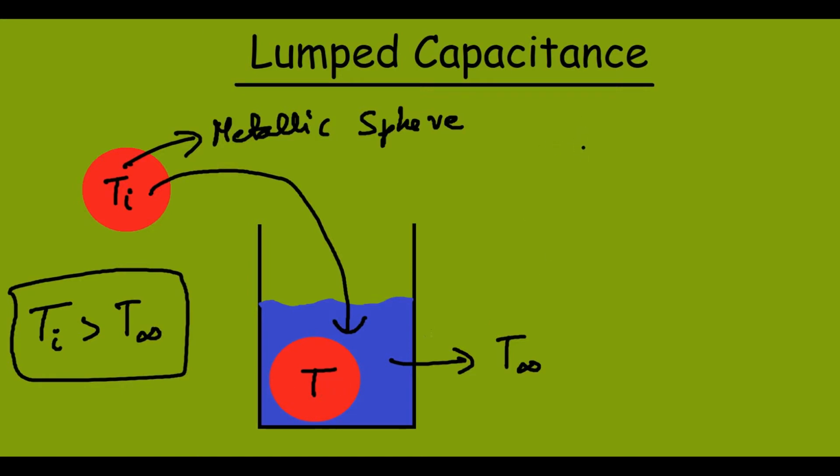So if someone asks that after 2 minutes of putting this sphere inside this tank, what will be the temperature? Then how will we answer these types of questions? To solve these types of problems, what we use is the lumped capacitance model. So I will show the equation which deals with the lumped capacitance model.